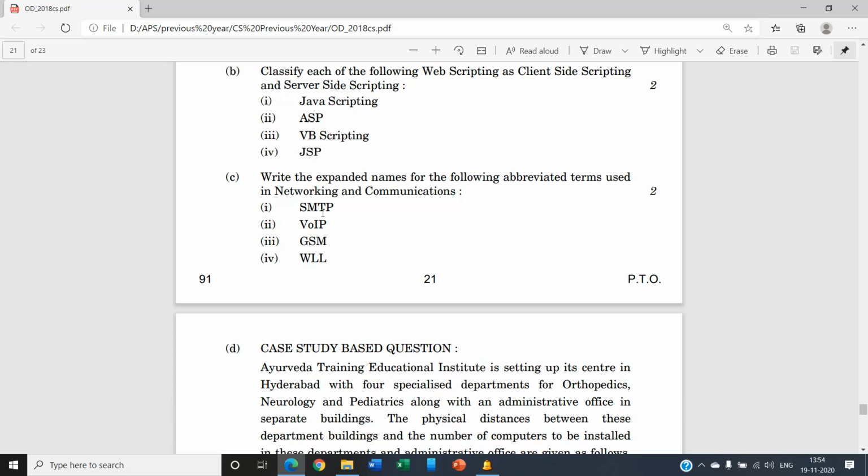Okay, so next is to write the expanded names for the following abbreviated terms used in networking and communication. I think this is really easy. SMTP is Simple Mail Transfer Protocol. VoIP is Voice over Internet Protocol, and GSM is Global System for Mobile Communication. WLL is Wireless Local Loop.